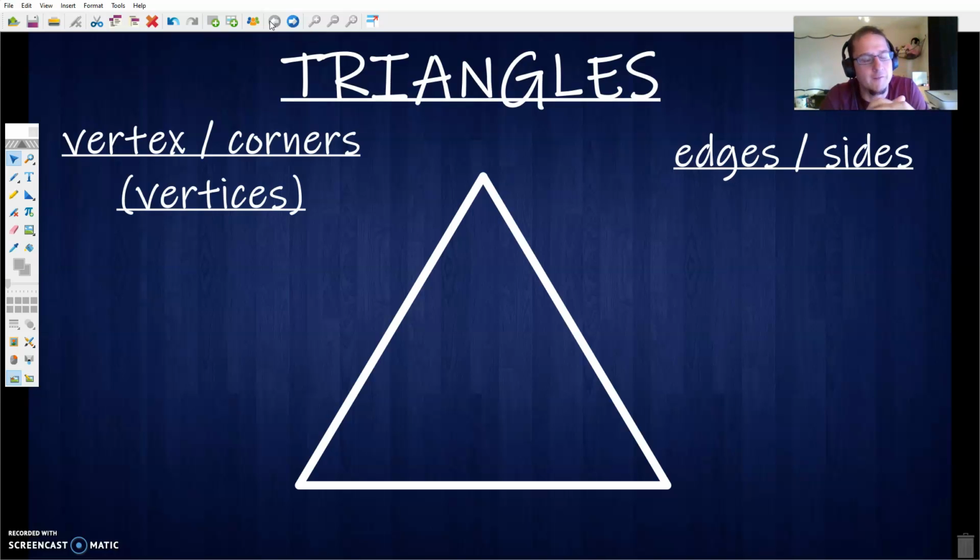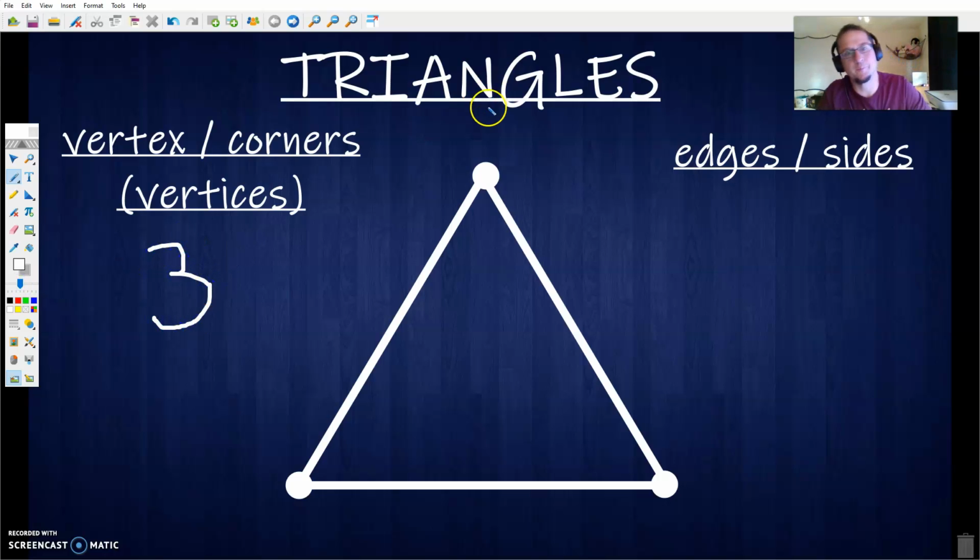First and foremost, our fancy word is vertex. That is when we are talking a singular one of something, or vertices is both of these. Vertex or vertices are the corners of a triangle. So if we were to look at this and count, we have one, two, three corners. So a triangle is going to have three corners or vertices.